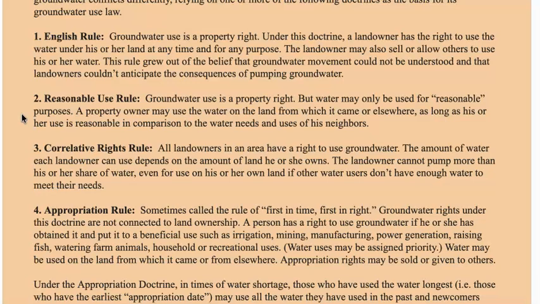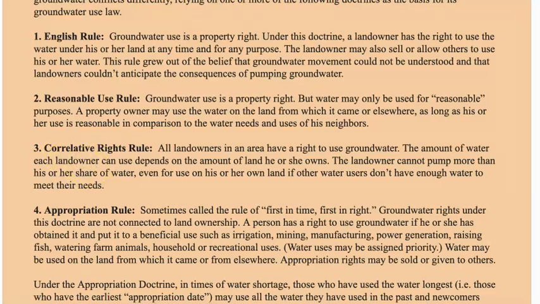So again, saying that, okay, the groundwater is a property right. I can use the water for whatever I want as long as it's reasonable, and it's got to be reasonable compared to our neighbors. So if they wanted water for something that really wasn't reasonable, you had the right to it. But if you were doing something that was highly unreasonable and it impacted the neighbors, no, you didn't have the right to do that. Number three, correlative rights rule.